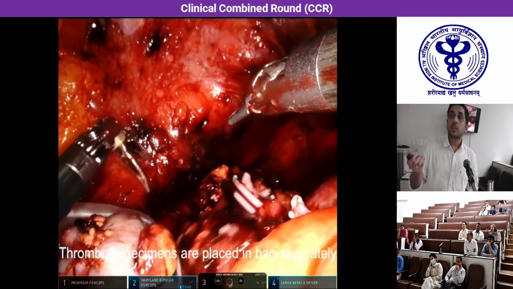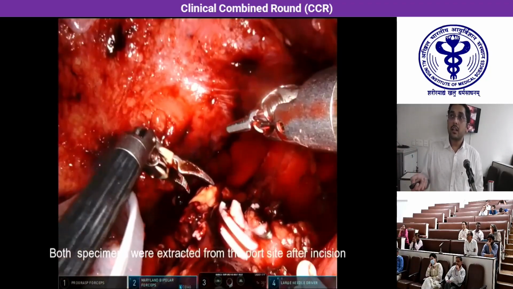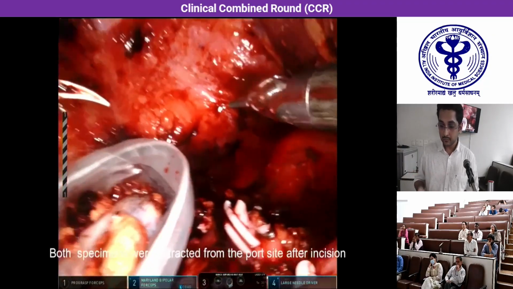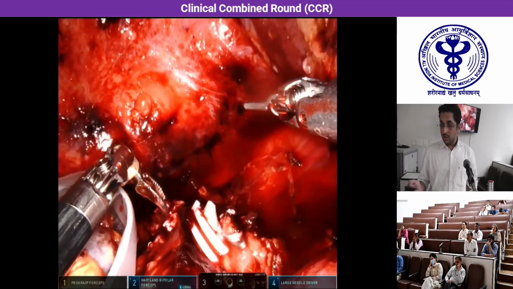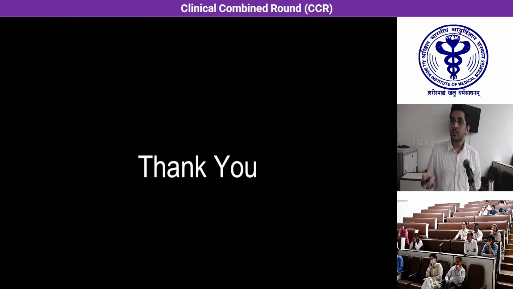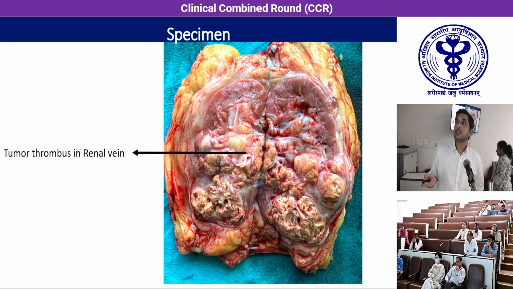We bag the tumor thrombus specimen in a separate bag. We place a drain and we retrieve both the specimens through a skin incision. So that's the end of our surgical video. So this was the specimen that shows the tumor in the middle and in the inferior pole. And this is the renal vein that shows a tumor thrombus.